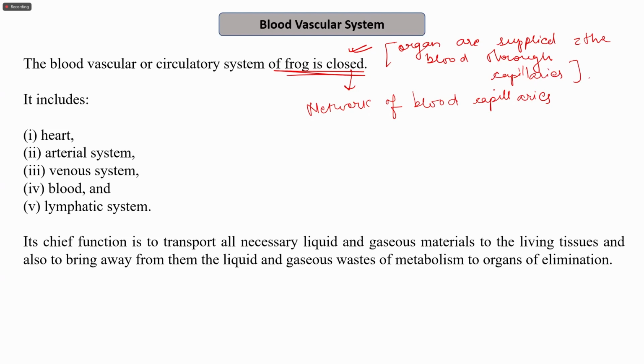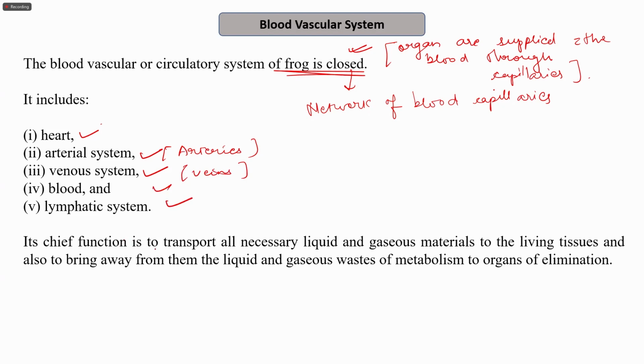Unlike the cockroach, where there is an open circulatory system and the organs directly bathe in the blood, here the circulatory system is closed and the organs are supplied the blood through the blood capillaries. The different organs that are part of the blood vascular system are the heart, the arterial system, and the venous system that consists of arteries and veins, and blood and lymphatic system.